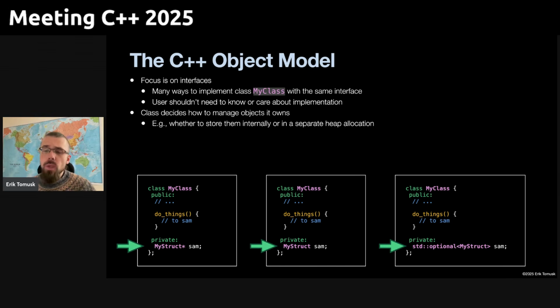But this is important for local reasoning because the user of the class is able to reason locally because they're only talking to the class interface. And the implementer of the class is able to reason locally because they're only looking at the implementation without having to care about what the user is doing.